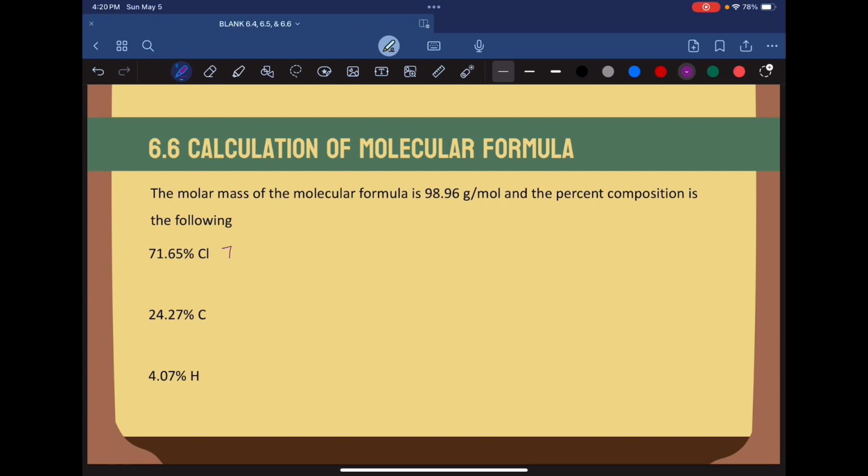So 71.65 grams of chlorine. The molar mass is 35.45 grams of chlorine for 1 mole of chlorine. Your grams of chlorine will cancel, leaving you at 2.0212 moles of chlorine. And again, I just go out to at least 4 decimal spaces. Unless it starts with 0.00, then I just ignore those and do the first 4 numbers after all the zeros.